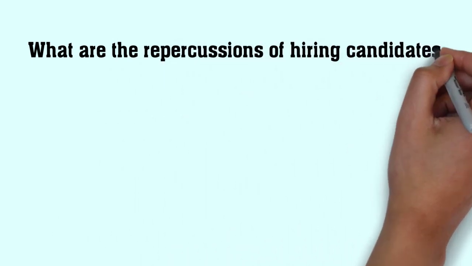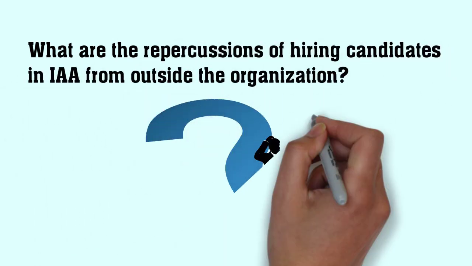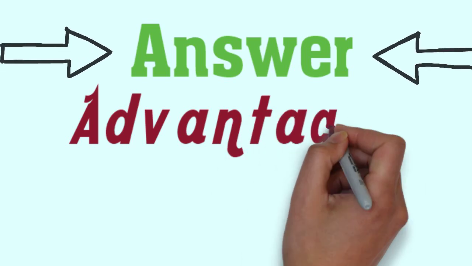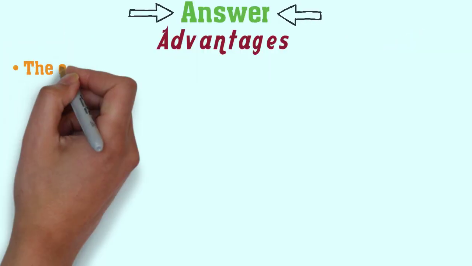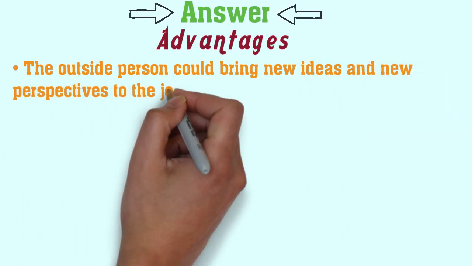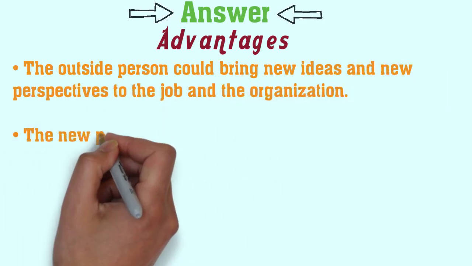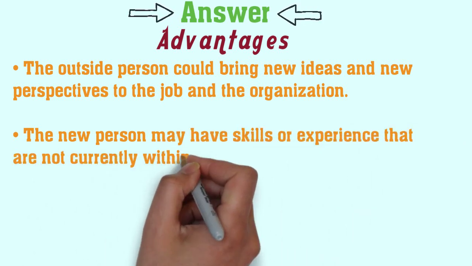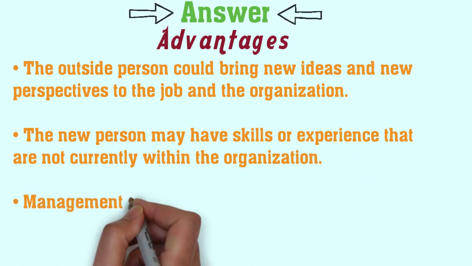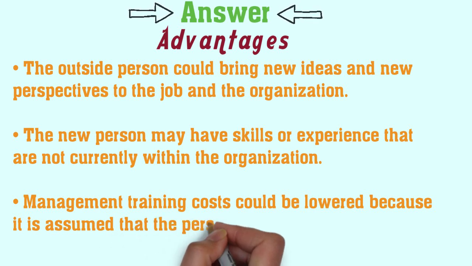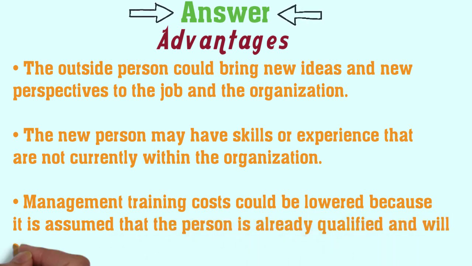What are the repercussions of hiring candidates in internal audit activity from outside the organization? Hiring from outside the organization is riskier, but it also has advantages. Number one, the outside person could bring new ideas and new perspectives to the job and the organization. Number two, the new person may have skills or experience that are not currently within the organization. Number three, management training costs could be lowered because it is assumed that the person is already qualified and will not require additional training.